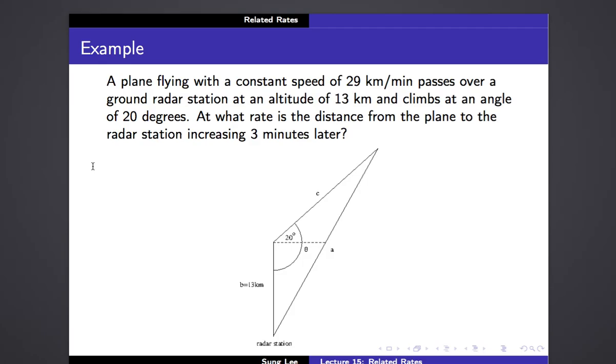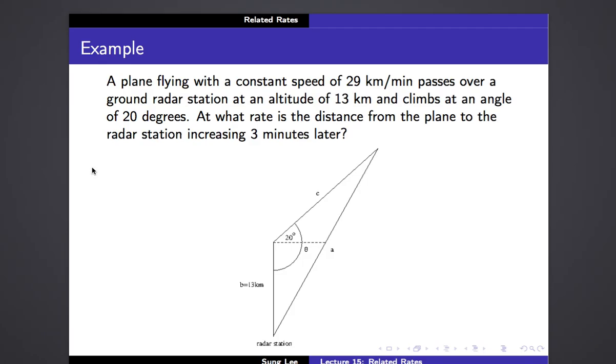Okay, I believe this is our last example on related rates. So here comes the description. A plane flying with a constant speed of 29 kilometers per minute passes over a ground radar station at an altitude of 13 kilometers and climbs at an angle of 20 degrees. At what rate is the distance from the plane to the radar station increasing 3 minutes later? That's the question.